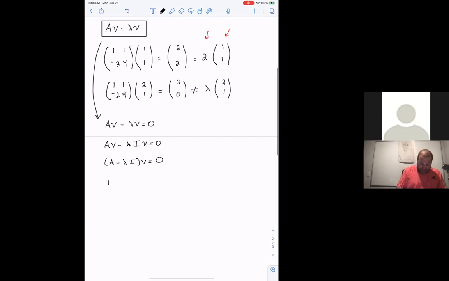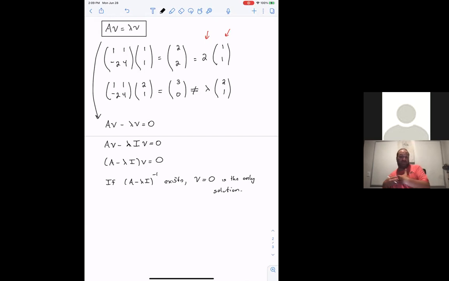Now, if the inverse of A minus lambda I exists, as complicated as A minus lambda I looks, it's just a matrix. If its inverse exists, then I can multiply both sides by the inverse, and I arrive at V is equal to 0. On the left, the inverse cancels, and I'm left with just V. On the right, the inverse times 0 is just 0. Boring. If the inverse exists, V equals 0 is the only solution. So I don't want that. I want something besides 0.